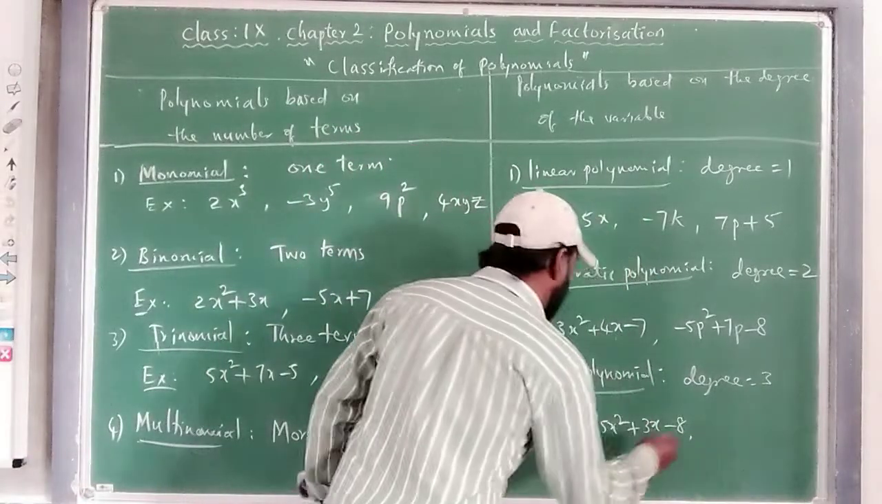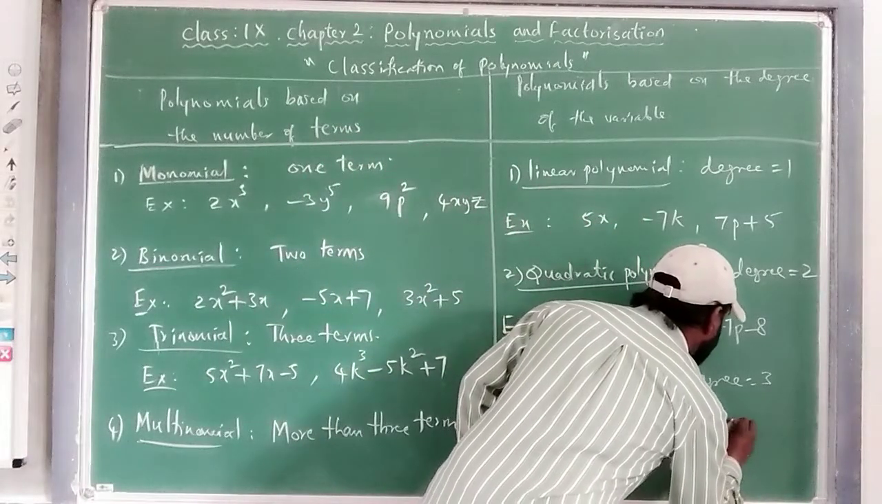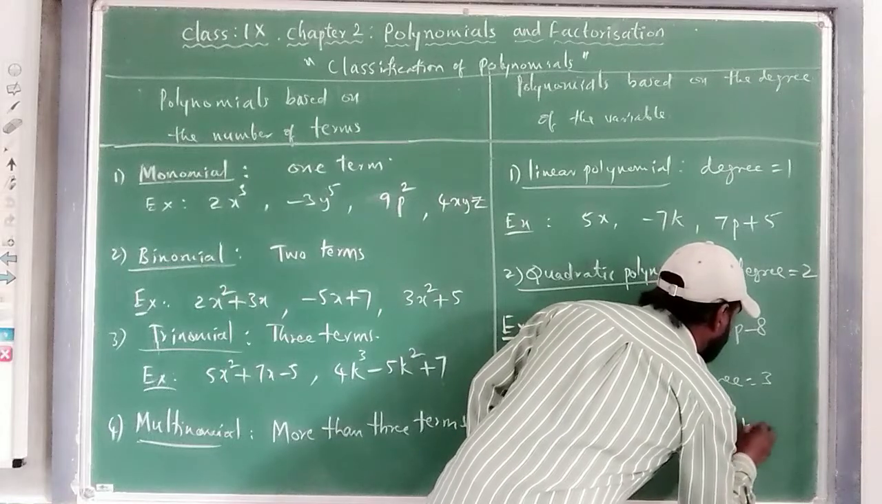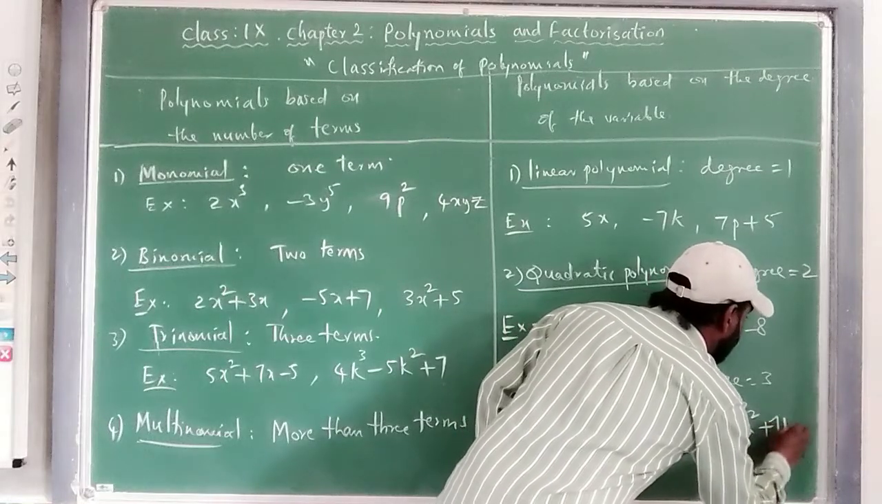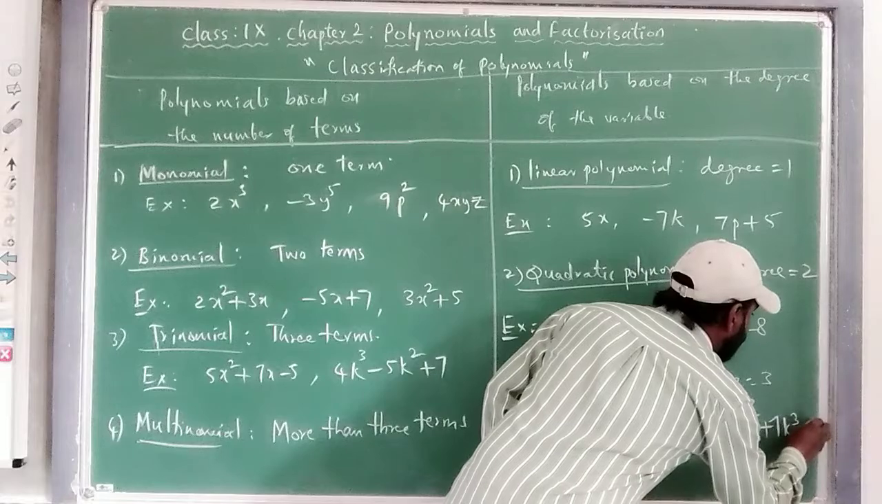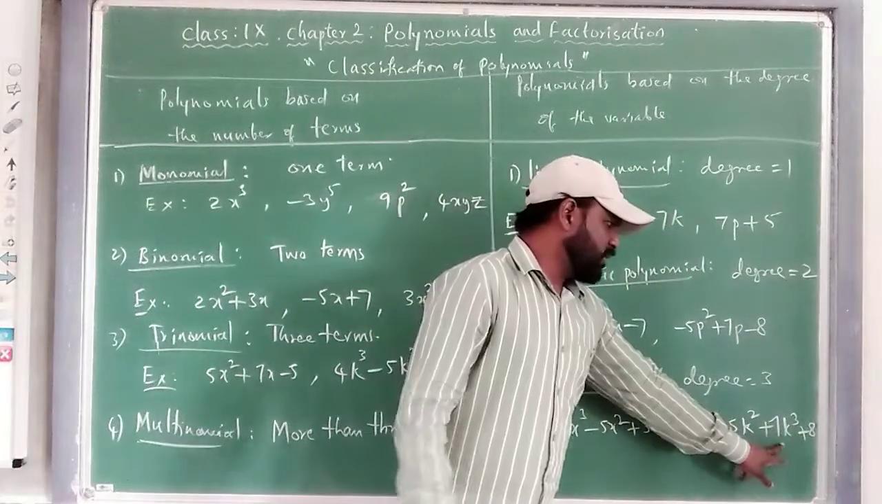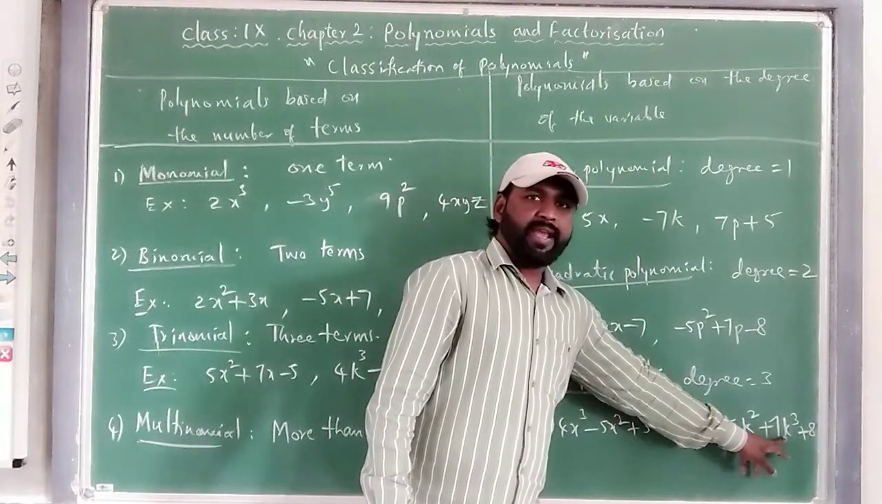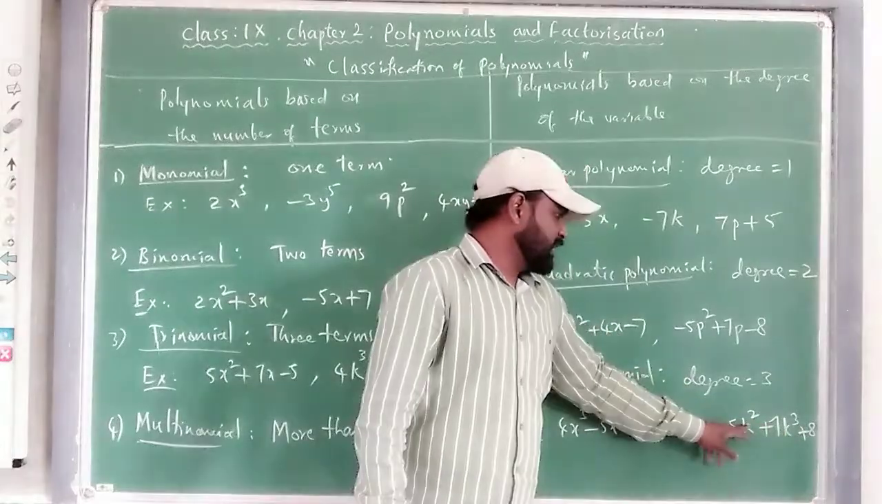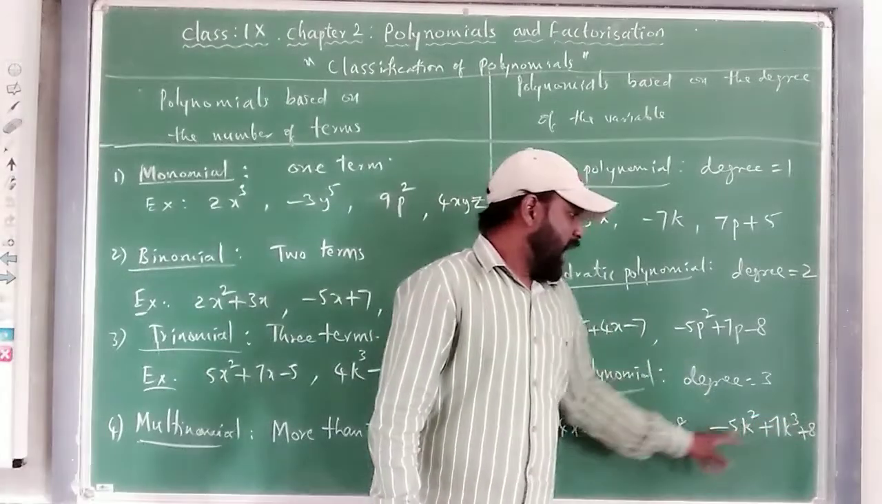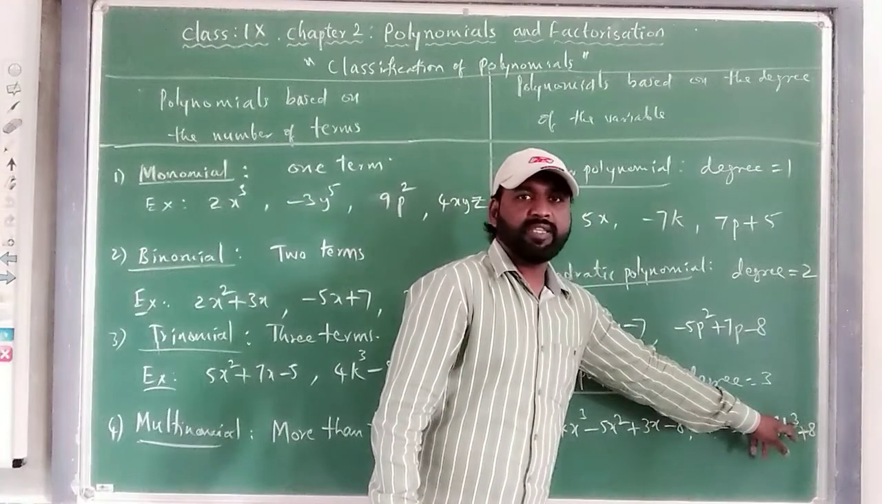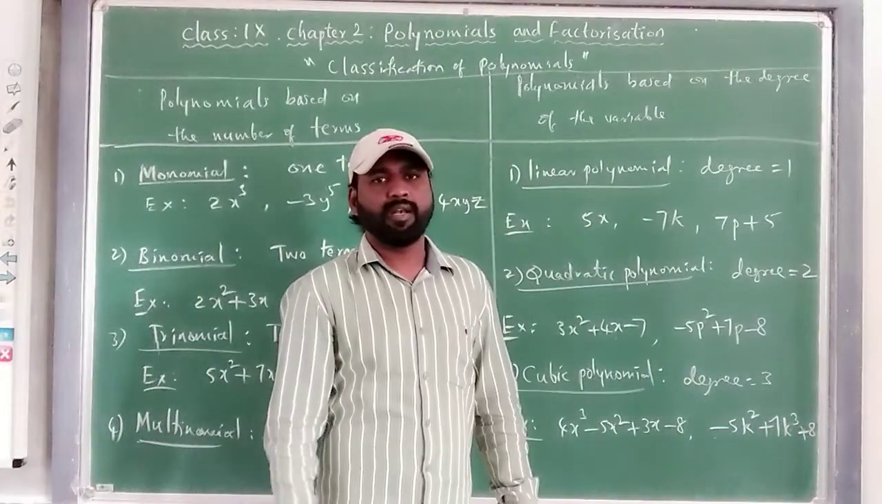Another example you can take: minus 5k square plus 7k cube plus 8. Here the number of terms is only 3. What is the variable? k is a variable. The degree is 2 here, 3 here. The highest degree of the variable should be 3, then only it is called a cubic polynomial.